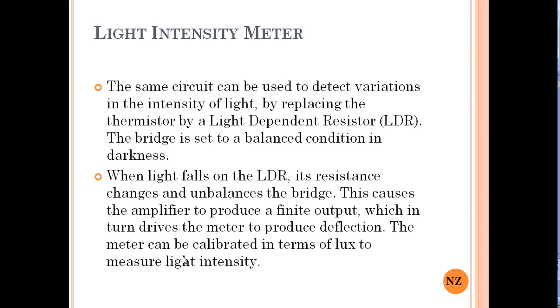So the meter can be calibrated in terms of lux. What is lux? Lux is nothing but a unit which measures light intensity. Suppose there is darkness, there is no light, then the meter will show 0 value. As soon as there is some light falling on LDR, it will produce some output at the amplifier, and this amplifier output will drive the meter to produce some deflection.